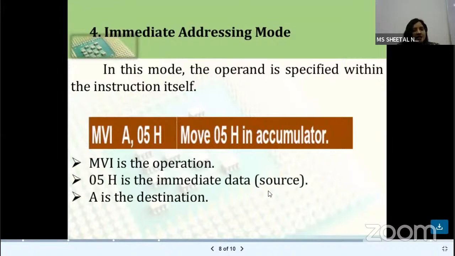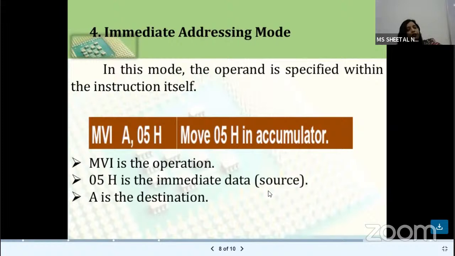Now the fourth one is immediate addressing mode. In immediate addressing mode, the source operand is always data. If we take an example of MVI A comma 05H, in immediate addressing mode this operand is always 8-bit data, or it may be 16-bit also. In this case we have taken 8-bit data, MVI A comma 05H. And what will be the output of this instruction? What will this instruction do?